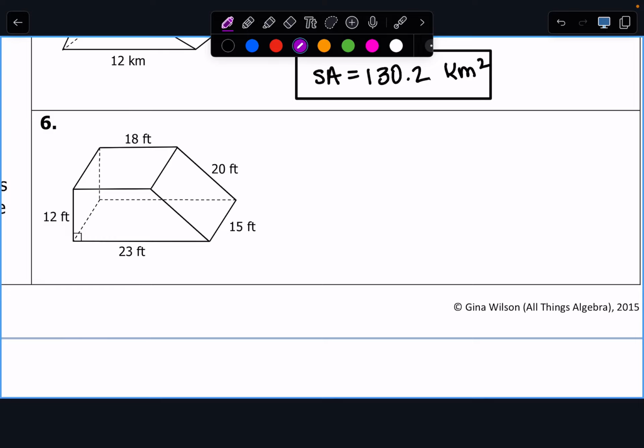Okay, here we go. In number 6, we have a trapezoidal prism. So we have 2 trapezoids and how many rectangles? 4. We have 2 trapezoids plus 4 rectangles. Okay, so for our 2 trapezoids, do you remember how to find the area of a trapezoid? It's 1/2 times height times base 1 plus base 2.